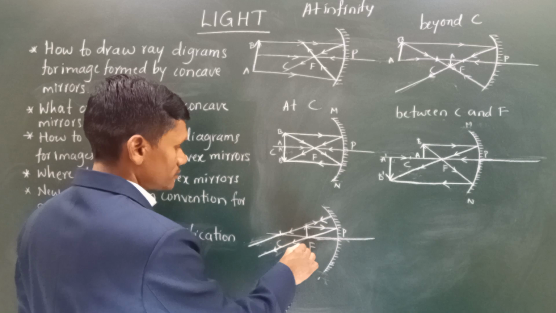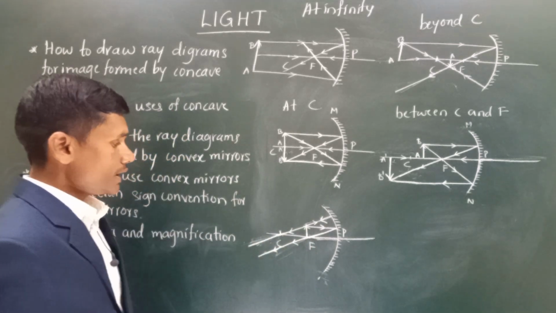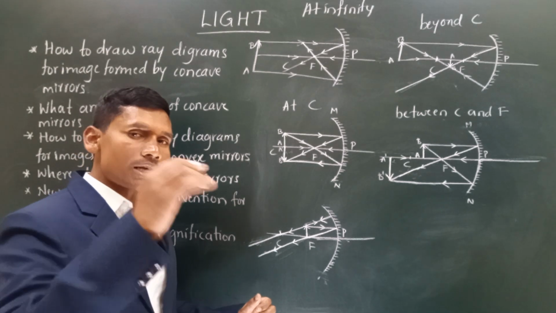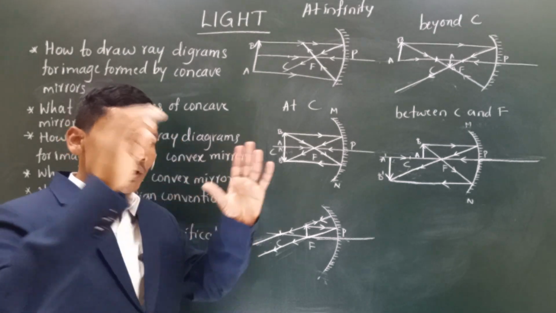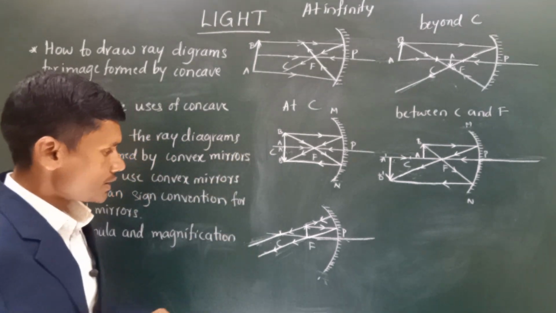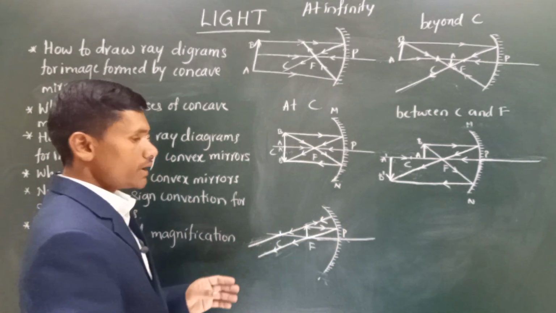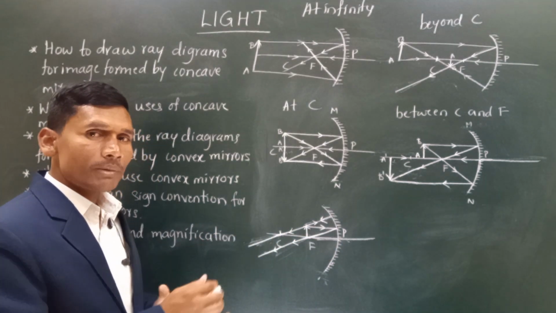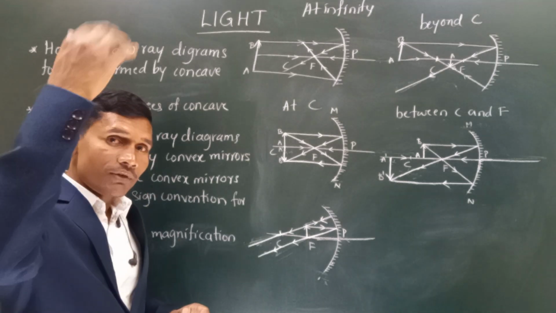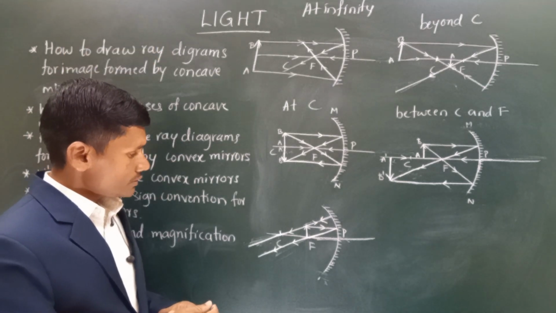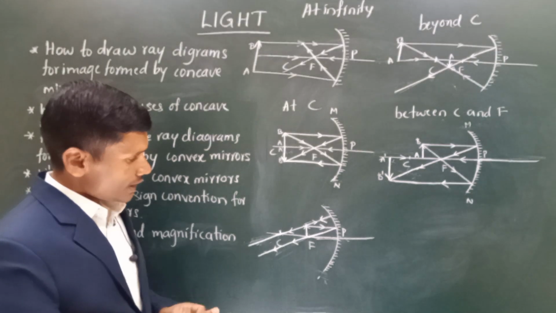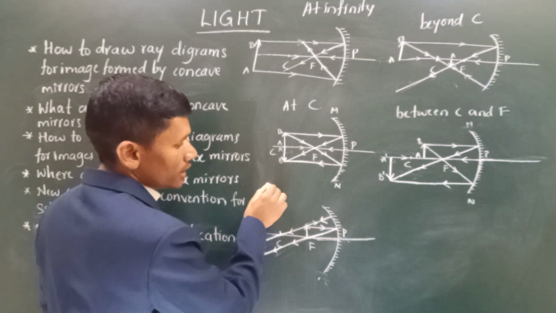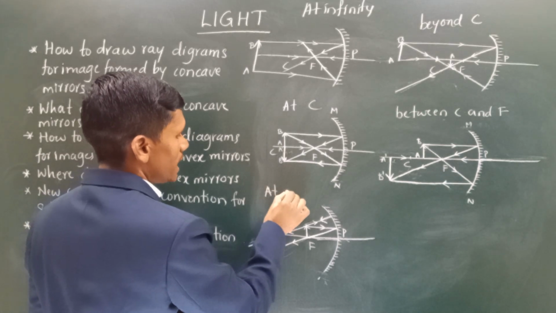Now, the image is formed at infinity. What is the size of the image? The image is highly enlarged, because it is formed at infinity. Since it is coming out of the mirror, it is again real and inverted. We are getting a real and inverted image, formed at infinity, highly enlarged, when the object is at F.